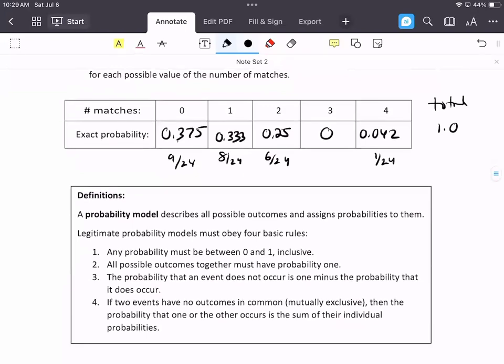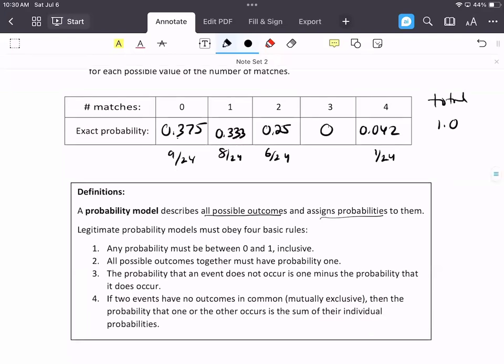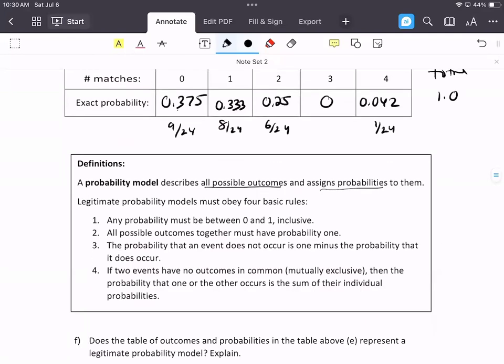So let's talk about some more definitions. A probability model describes all possible outcomes and assigns probabilities to them. Legitimate probability models must obey 4 rules. Any probability must be between 0 and 1 inclusive, in other words, between 0 and 1 in hard brackets, or you can say 0 is less than or equal to the probability is less than or equal to 1. All probability outcomes together must have probability 1. So once you add across, you add them all up, it has to total 1.